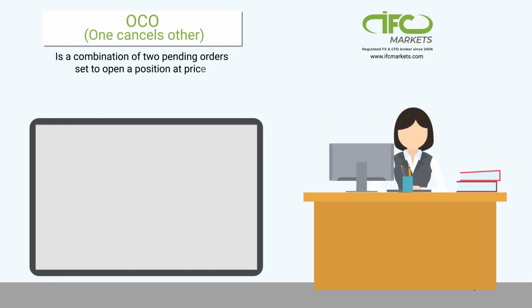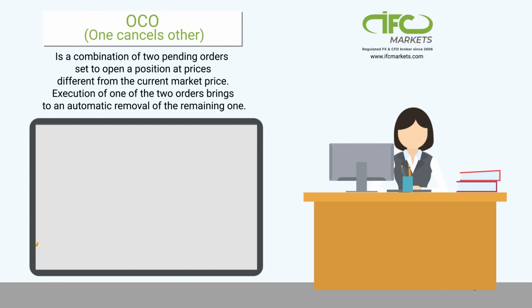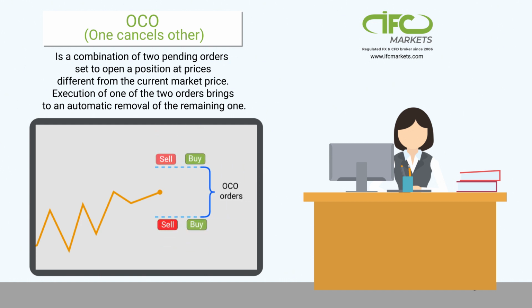OCO, one cancels other order, is a combination of two pending orders set to open a position at prices different from the current market price. Execution of one of the two orders brings to an automatic removal of the remaining one.